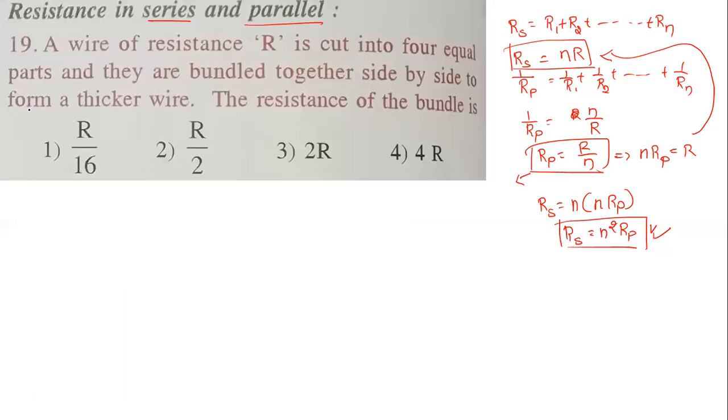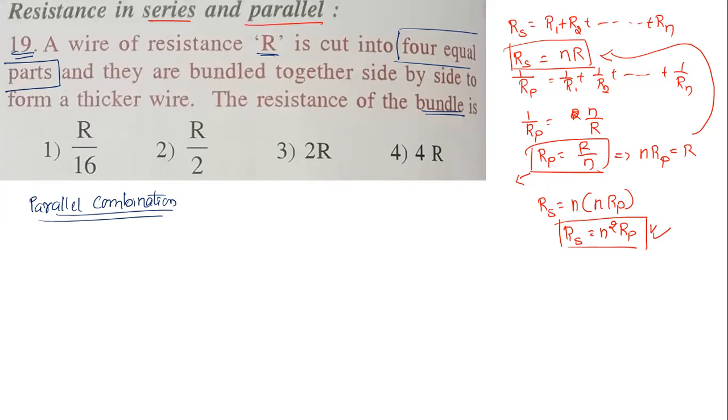Let us see the question. Question number 19 says, a wire of resistance R is cut into 4 equal parts. This is very important. How many parts? 4 equal parts. And they are bundled together side by side to form a thicker wire, like the main cable, like an electric power line. How they are bundled, right? Like that. What type of combination is it? It must be parallel combination.